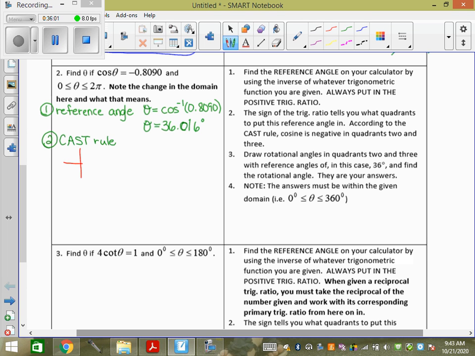So, in this case, it's cos theta equals negative 0.8090. So I'm looking where cos is negative, right? Where's cos negative? In S and T, right? Cos is also negative when x is negative. So it's right here. Number 3, use reference angle, good answer.